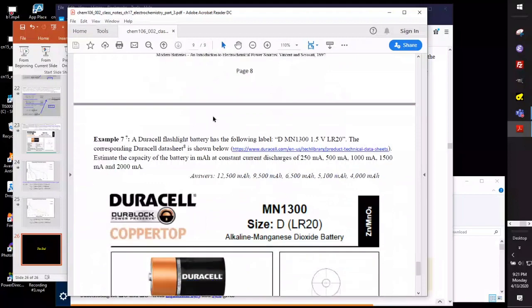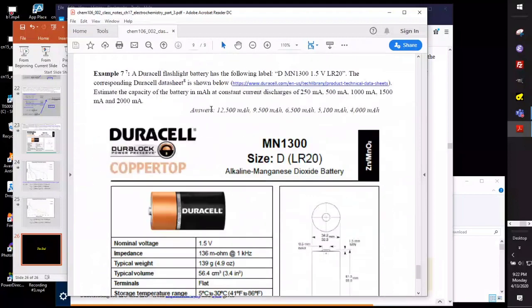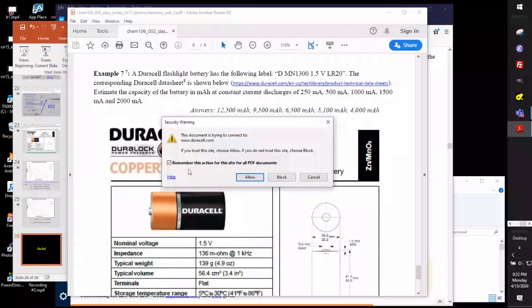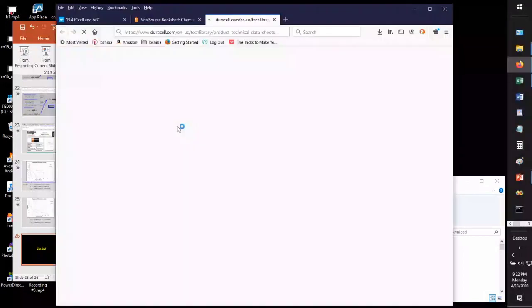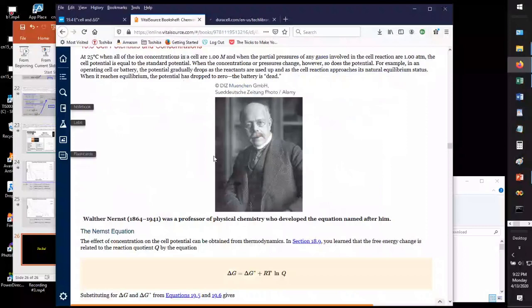Okay, and so we've already looked at this. Let's have a look at that link. Oh, by the way, this guy is Walther Nernst. He invented the Nernst equation, in case you're wondering.